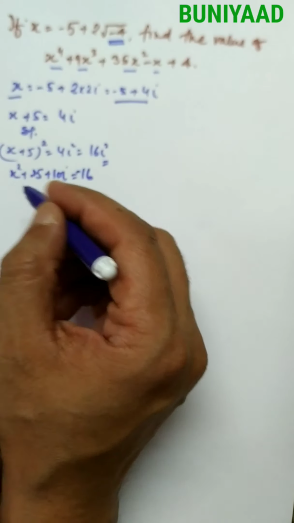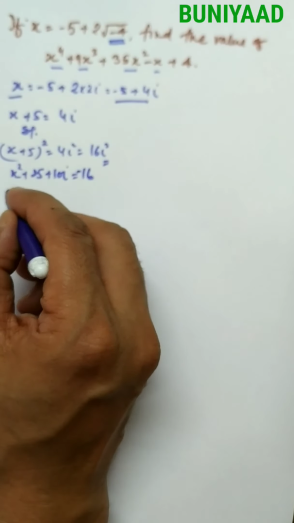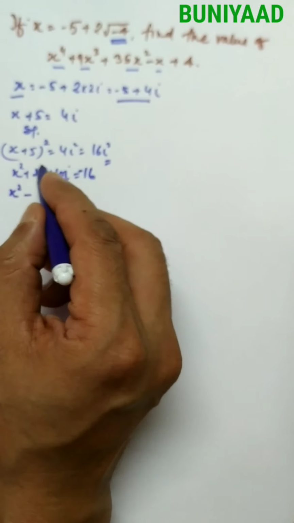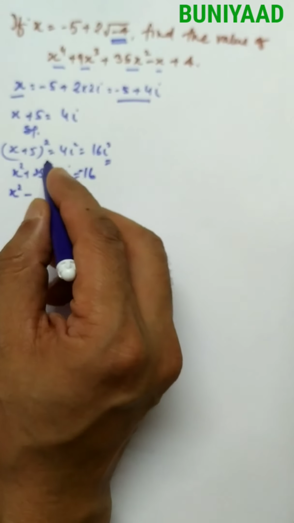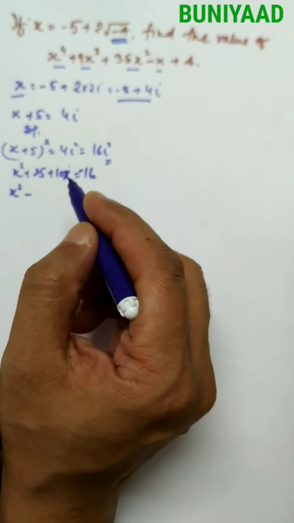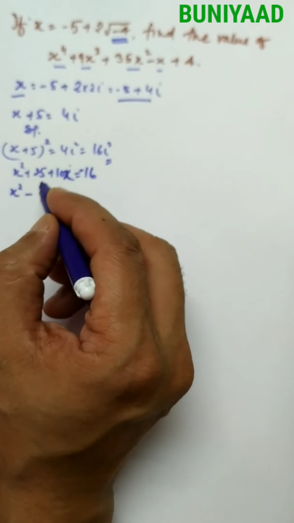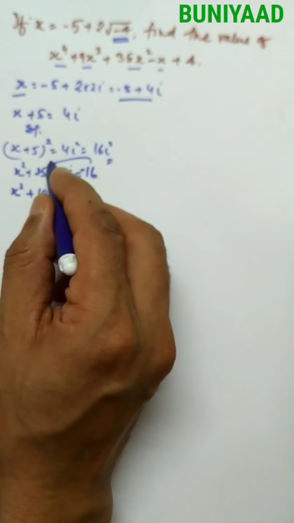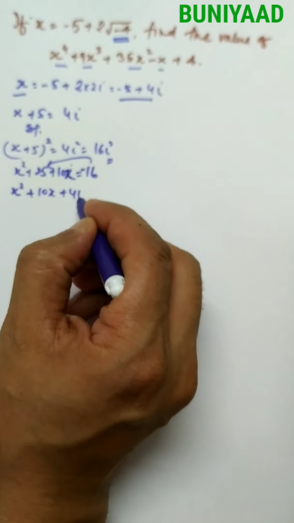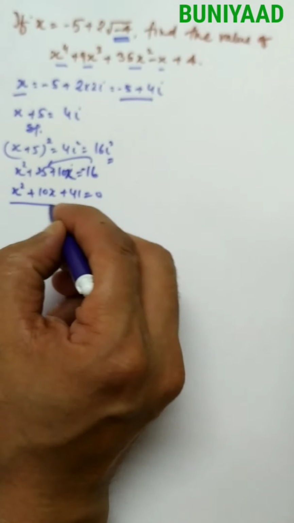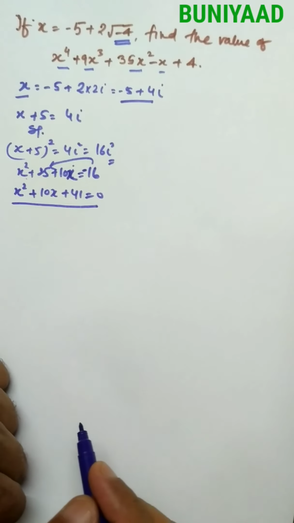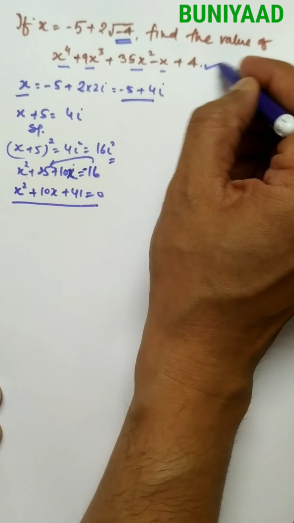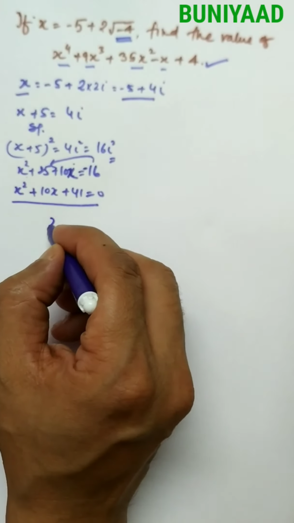So your equation will be x square plus 10x, this is a plus b whole square, a square plus b square plus 2ab, and the equation will be x square plus 10x minus 16 becomes plus 16, and this will be 41 equals to 0. Now you got this equation, right? x square plus 10x plus 41. See, now you have to find the value of this thing. So this is the shortest method.